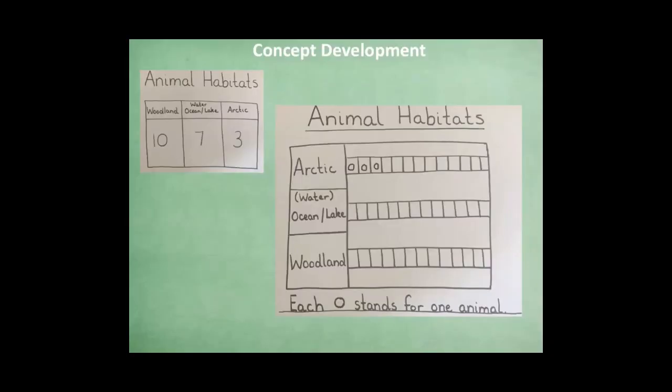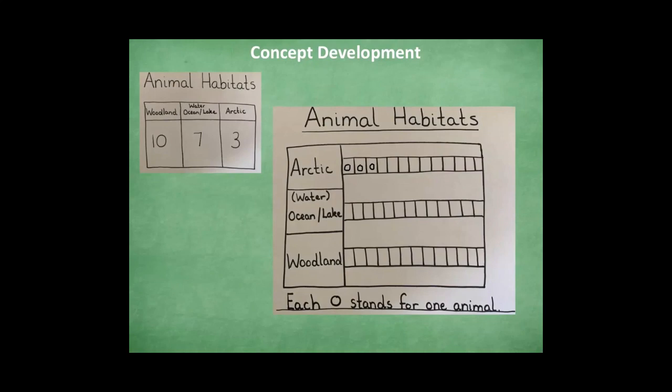Let's get started. Let's use the data we've collected from our last chart. So we've got animal habitats, and we know there were 10 wetland animals, 7 water animals, and 3 Arctic animals when we were looking at our zoo. Let's make a different type of chart.